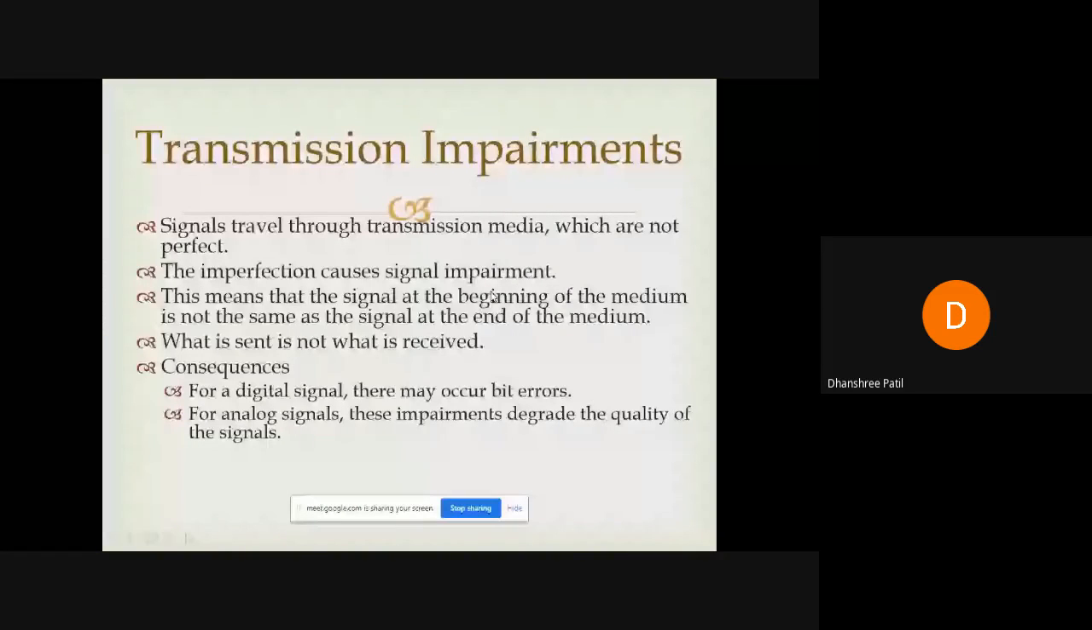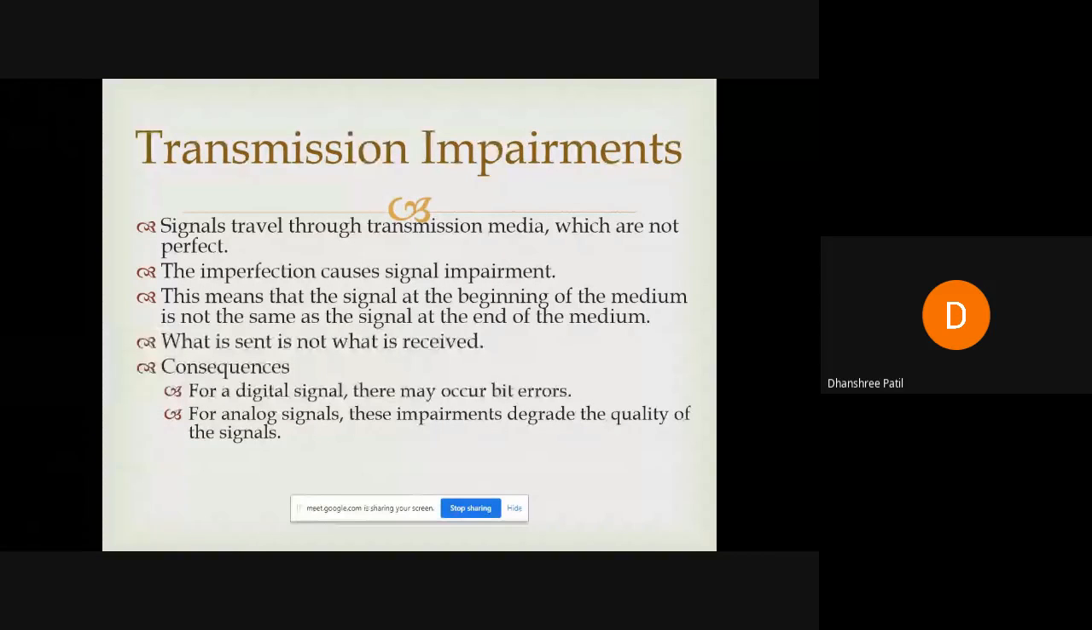Yesterday also I told you, no transmission is without error. There is an error in every transmission. Whenever we are sending data, error definitely occurs. This imperfection causes signal impairments. That means whatever signal is sent is not received exactly as it is at the receiver, due to these external effects on the signal, and this is called transmission impairments.